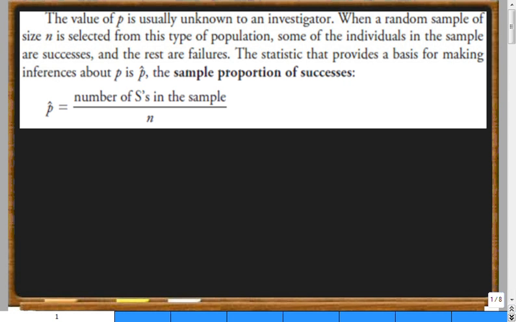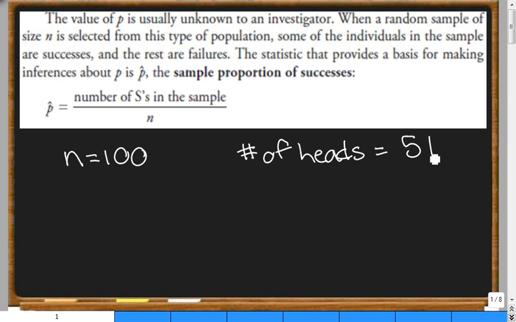So, for instance, if you were trying to estimate the percentage of heads on coin tosses, you would want to flip coins in order to figure that out. Let's say we flipped coins 100 times. So we would say n is 100, and the number of heads, let's say we got 51. This represents our success rate because we're looking for heads. If we were looking for tails, that would be our success. But in this case, we're looking at heads.